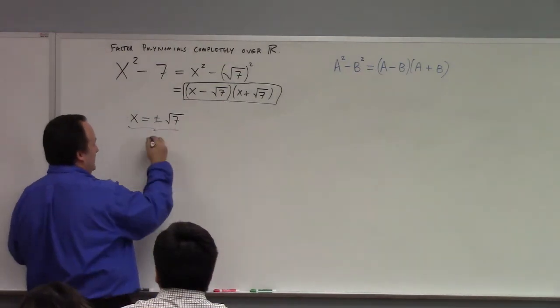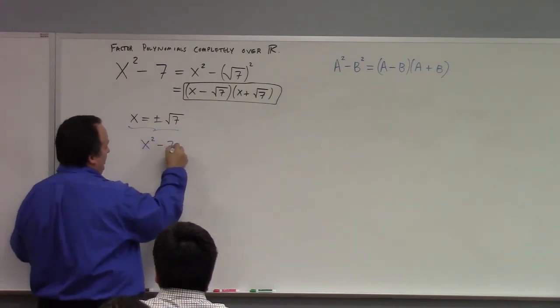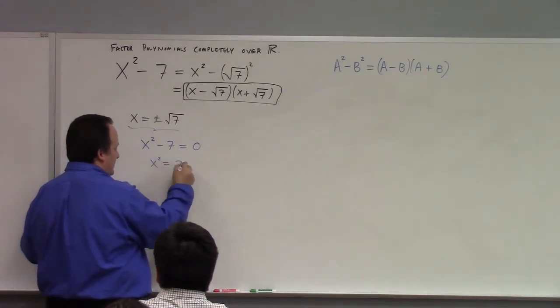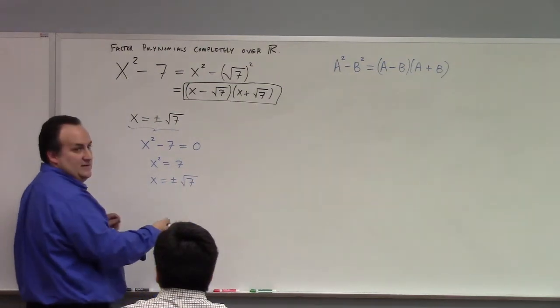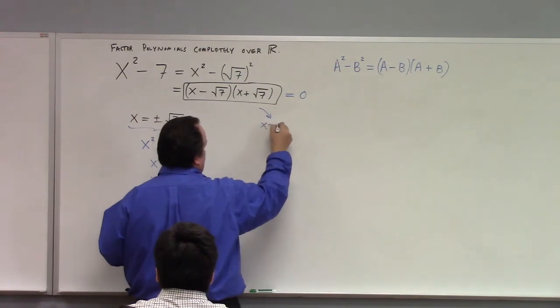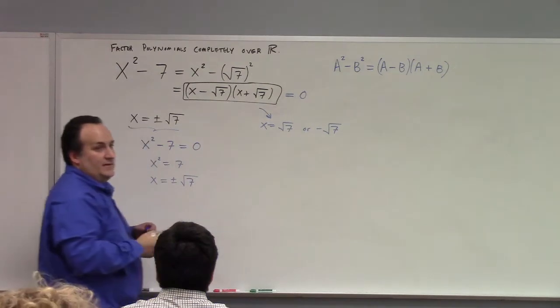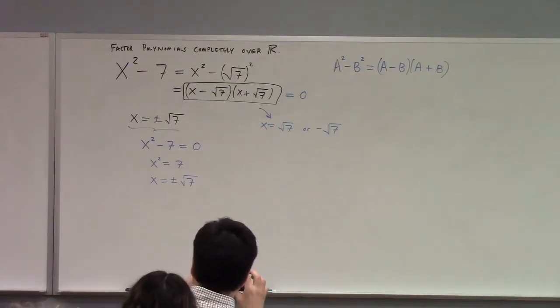This is the solution if you're solving x squared minus 7 equals 0, right? You get x squared is equal to 7. You can use the square root property, plus or minus square root of 7, right? Alternatively, you could set this factored form equal to 0, and that will tell you x is equal to square root of 7 or minus square root of 7, right? But the point is, what I just wrote in blue was not in the problem. The problem is to factor the polynomial, not to solve the equation.